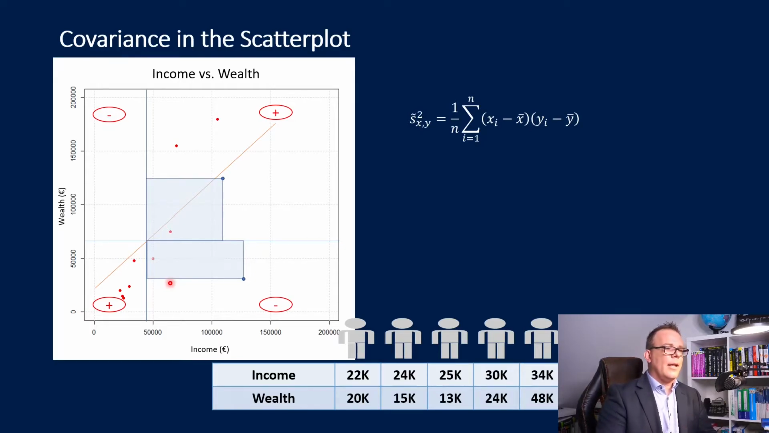Now we see that all points in this quarter of the scatter plot have negative values. These ones have negative values too. These ones have positive values, and these ones have positive values. The closer they are to the axis, the smaller is their area, the smaller is their weight inside the arithmetic mean. The farther away from the axis they are, the higher is their weight.